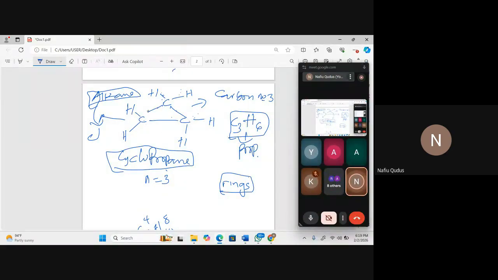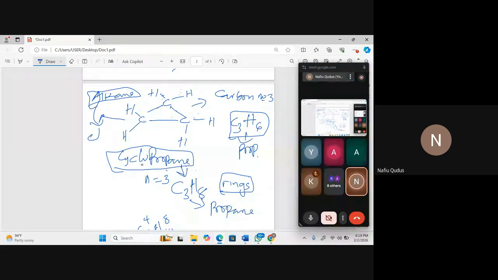And if you have anything in the form of a ring here, we start with cyclo. So far, the carbon is 3, so it is prop. The fact that it is carbon to carbon single bond, it is ane. That's why we call it cyclopropane. Normal propane is C3H8, quite different from C3H6. This is propane, normal propane.